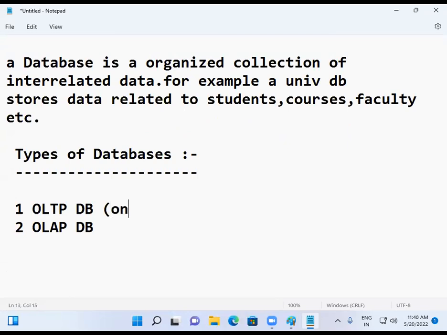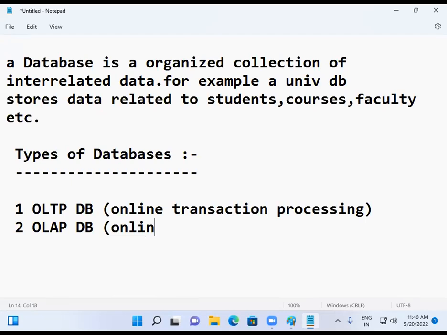OLTP stands for online transaction processing. Online transaction processing. Then what does OLAP stand for? Online analytical processing. So nowadays companies are using two, OLTP and OLAP.